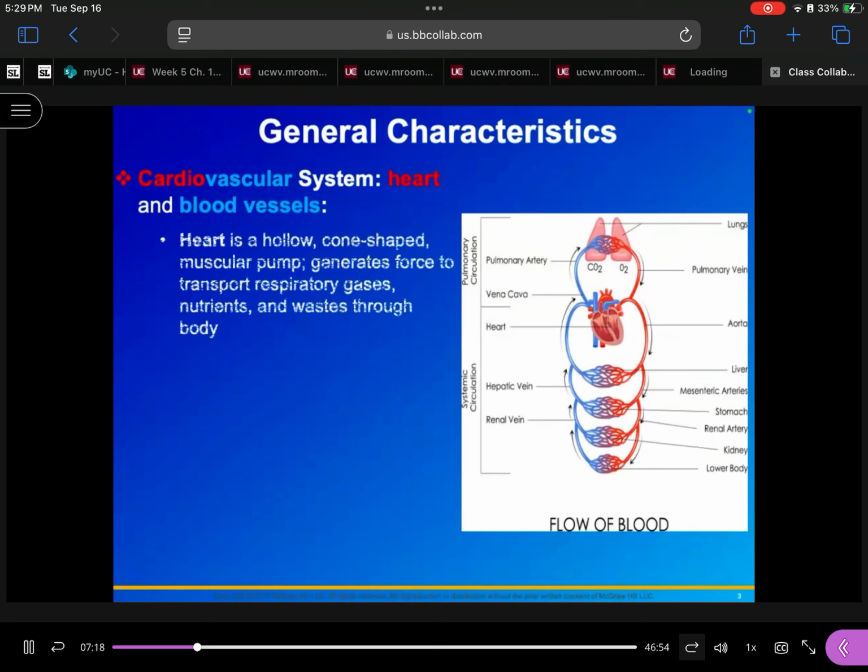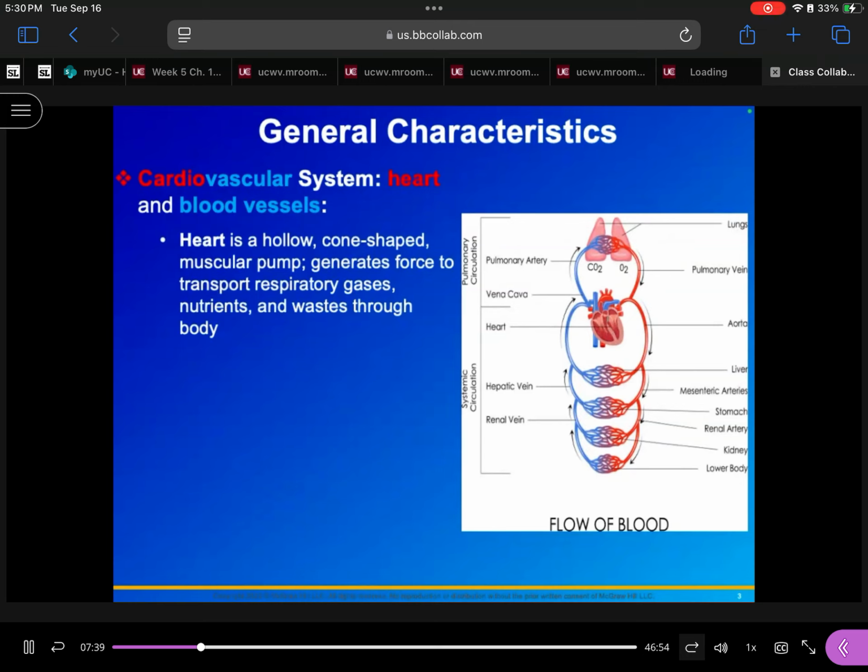Then guess what? It's an organ. If you want to define the heart, it's hollow, or at least partially. It's a hollow, cone-shaped muscular pump that is going to generate force to transport things like respiratory gases. That's primarily CO2 and O2, but remember how we talked about before with the blood, we also have nitrogen in there.